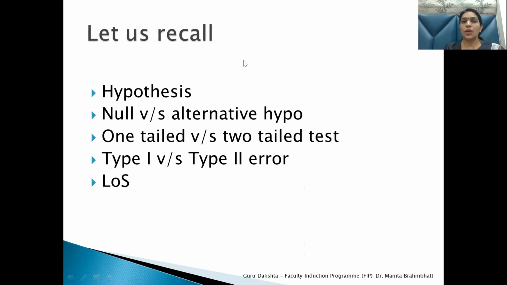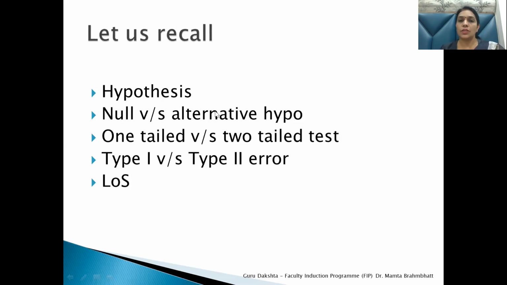Now it is time to recall the session. In today's session, I have covered what is hypothesis, what is null and alternative hypothesis, what is one-tail and two-tail distribution, what is type 1 and type 2 error, and what is level of significance. Hypothesis is nothing but an assumption. Null hypothesis is opposite to your research outcome, opposite to the probable answer of your research. It is always tested for possible rejection, so do not use the word accept here.